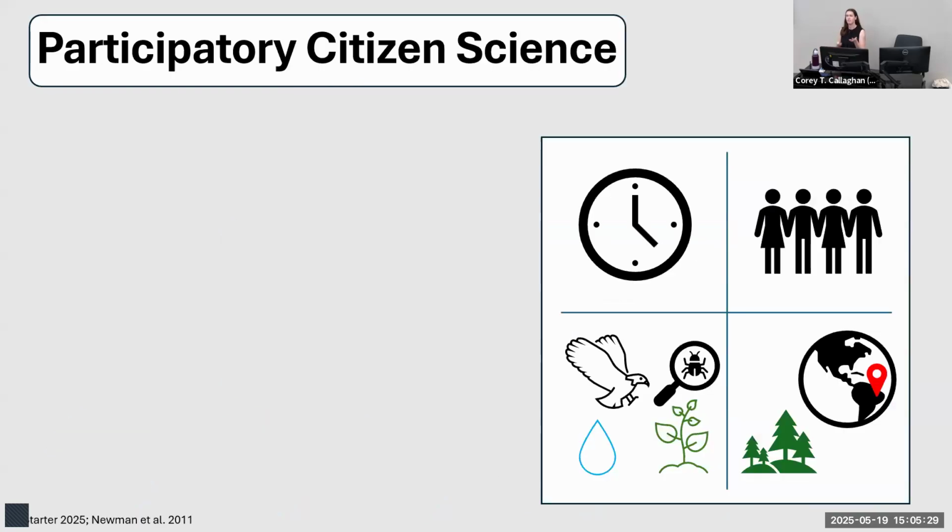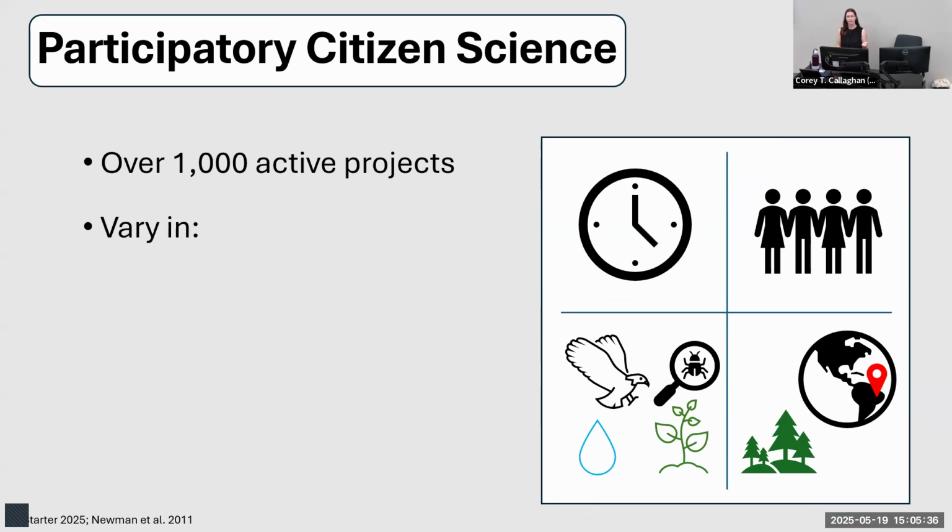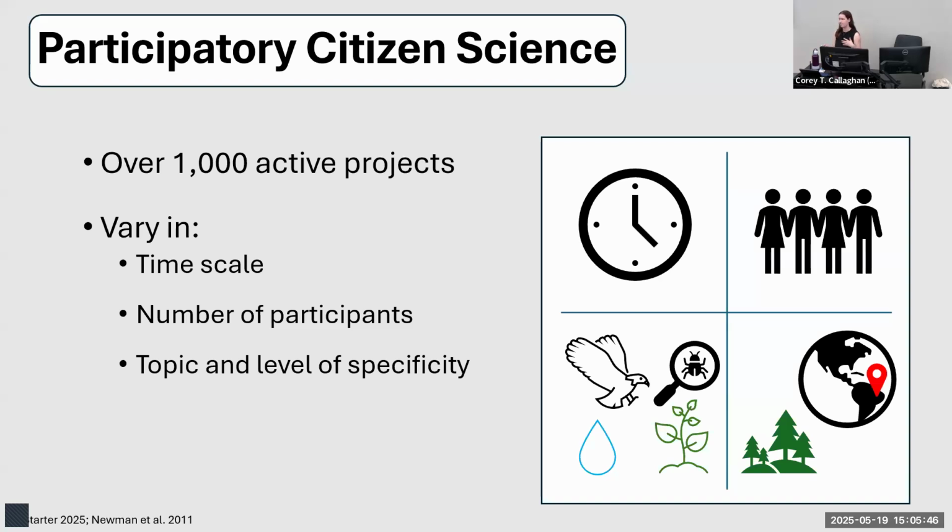And so this field is actually a pretty big field. There are over 1,000 active projects, and they are all very different from one another, or many of them are. They can vary in their time scale, the number of participants they have, the topic, and then the level of specificity within that topic, and then the geographic and spatial coverage of the project.